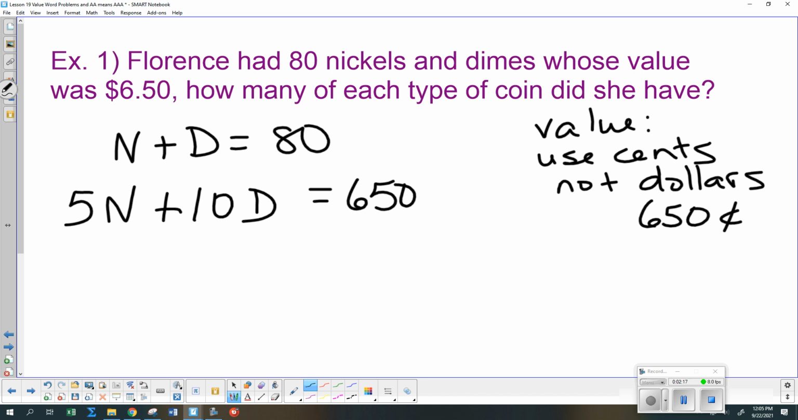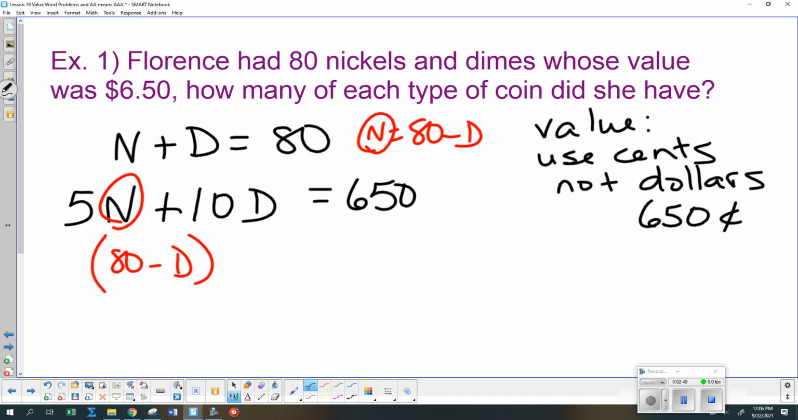Let's see. Would I rather multiply by 5 or by 10? I don't guess it really matters. So I'll do N equals 80 minus D, which means I change this N to 80 minus D. And I still have that times 5, and plus the 10D is 650.